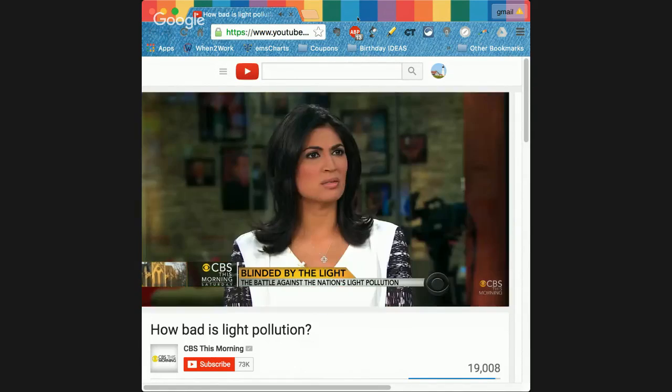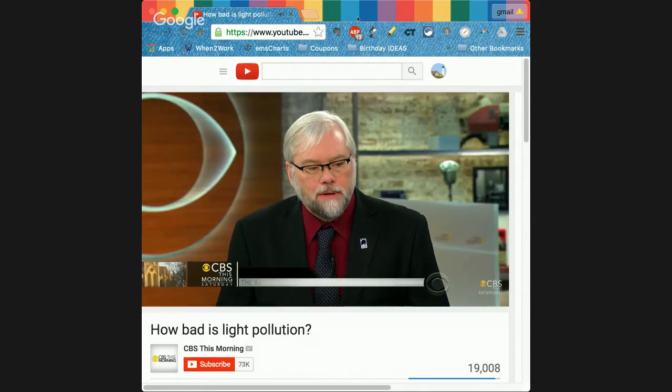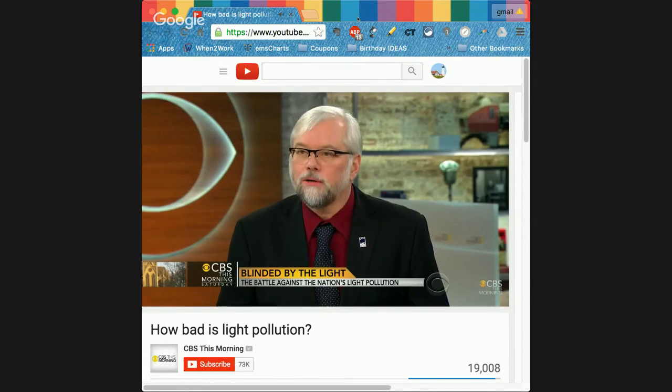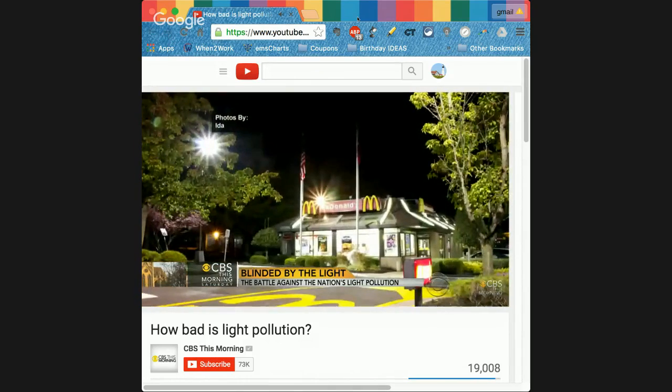It seems like design is a big issue here. It is. Poorly designed light fixtures that are putting more light in the sky than on the ground are something we can't afford anymore. We used to just use light indiscriminately. We have to learn to use it more intelligently.